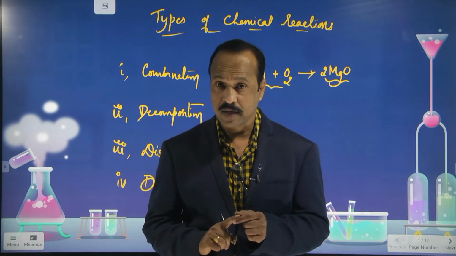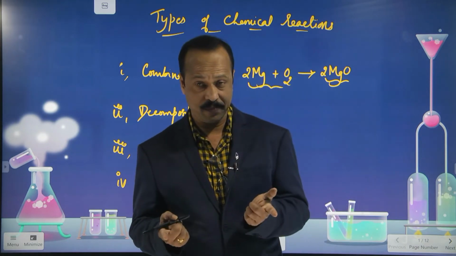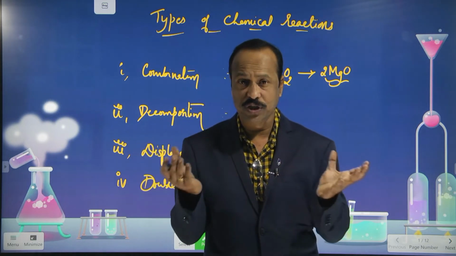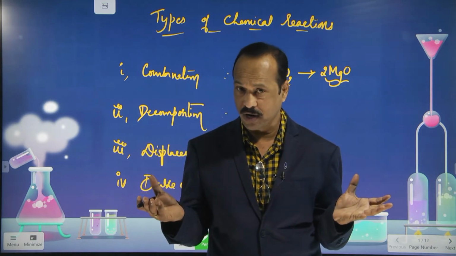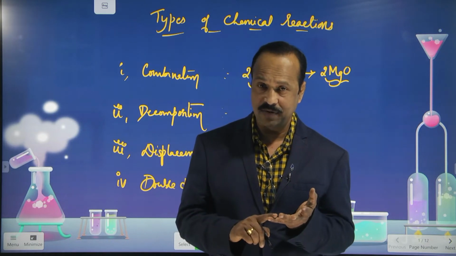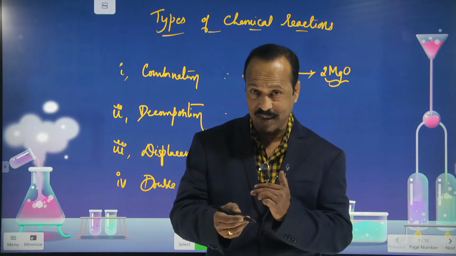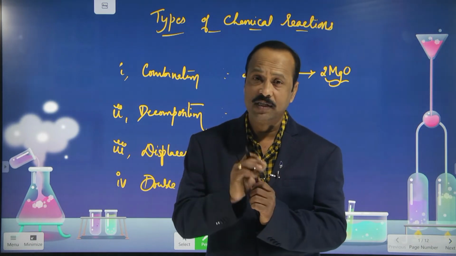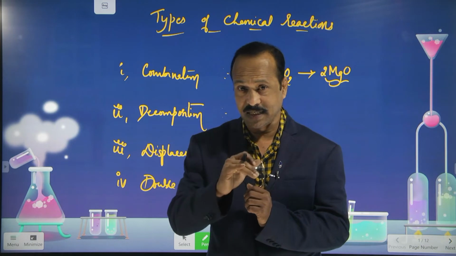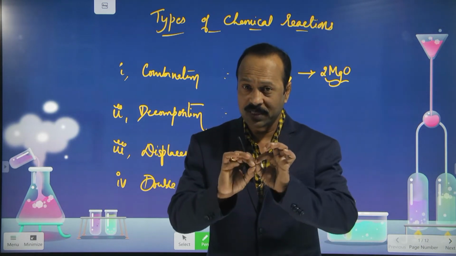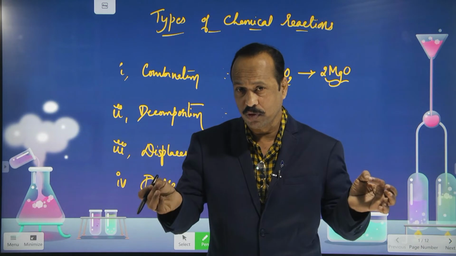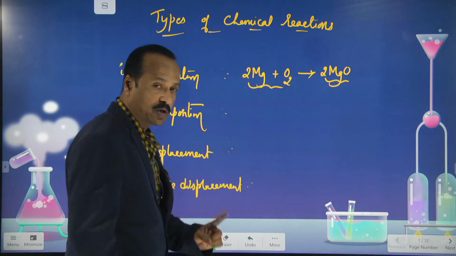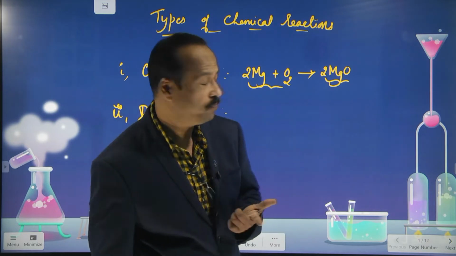Thermal decomposition is on heating, where one reactant decomposes into 2 or more products. Electrolysis means on passing electricity, one substance decomposes into 2 or more. And photolysis is in the presence of light, one substance decomposes, means splits, into 2 or more products. So decomposition means one reactant splits into 2 or more products.